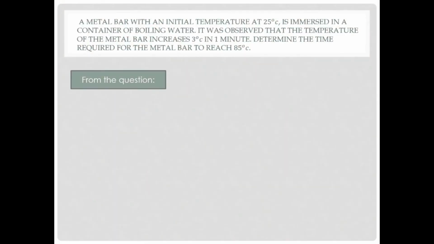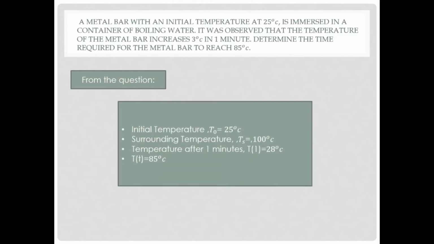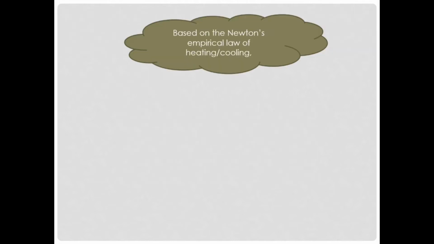Okay, from the question, we take out some information. First, the given initial temperature, which is T0, is 25 degrees Celsius. The surrounding temperature is represented by Ts, which is 100 degrees Celsius. The temperature after 1 minute is 28 degrees Celsius, and the temperature at time t is 85 degrees Celsius.